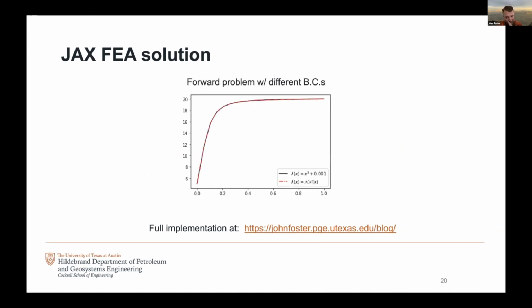The beauty of this method is that I can then go on and solve problems with different boundary conditions. So once my neural network is trained, I can change the boundary conditions and I can go on and solve the forward problem in a standard way with my finite element model, and I get the correct answer in a short amount of time. Right?